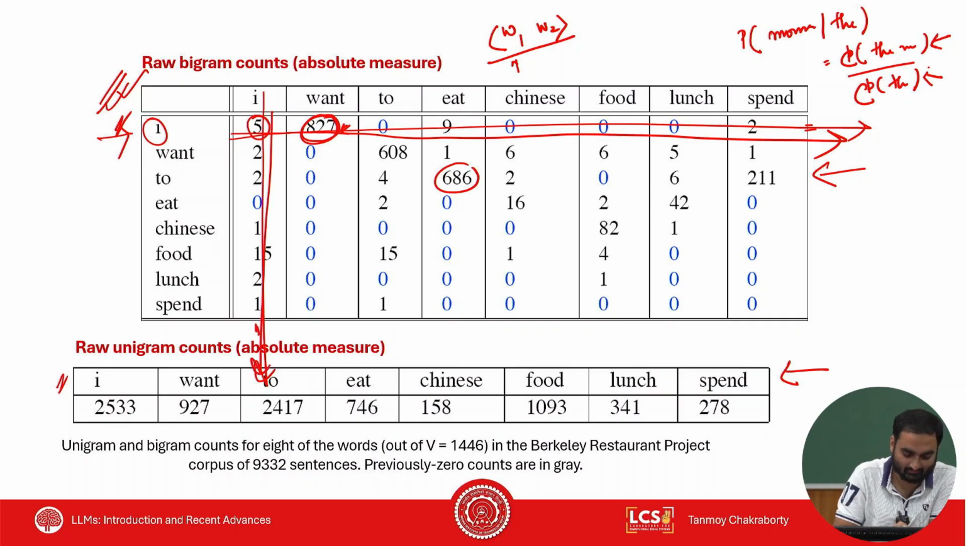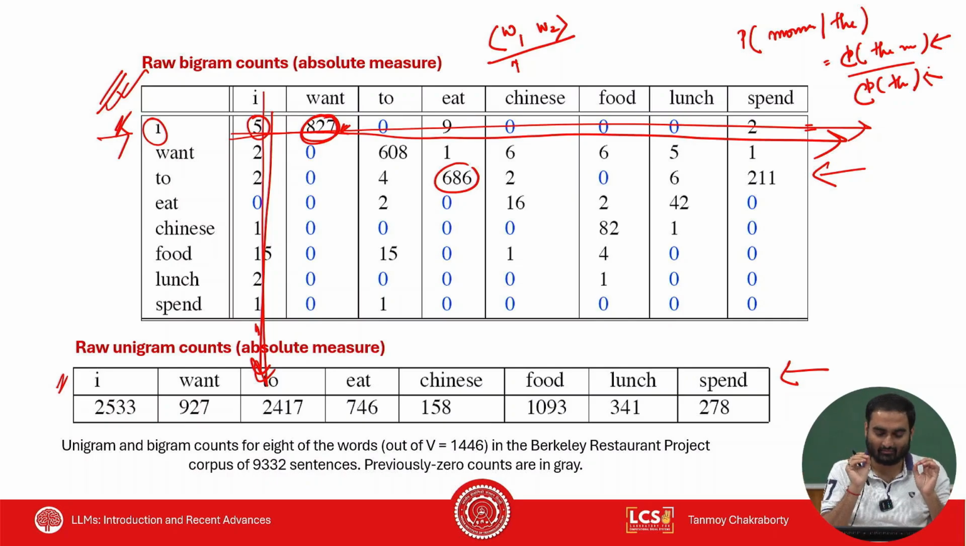Now look at this one here. This is all possible cases where I is essentially the second word in the bigram. If I is the second word in the bigram, the first word can be anything in the document, in the vocabulary list.